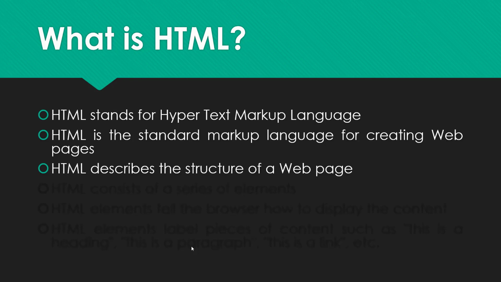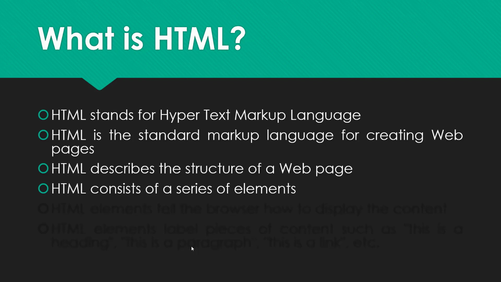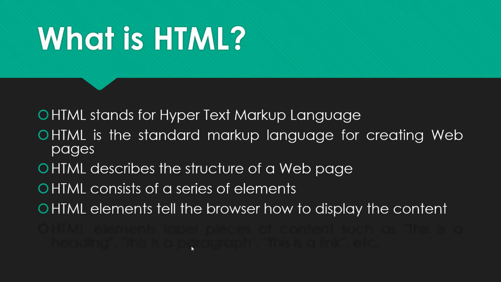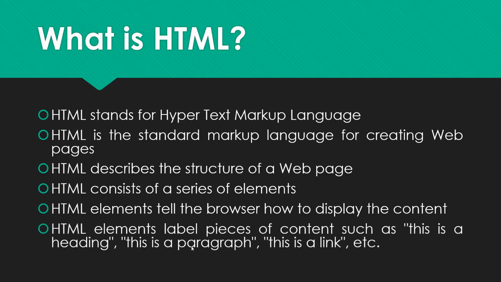In simple terms, HTML is the one that tells the browser how to represent our website. And HTML consists of a series of elements that we're going to cover and look at practically. HTML elements tell the browser how to display a certain piece of content. HTML elements label the pieces of content, such as this is a heading, this is a paragraph, this is a link, this is a table, etc. That is the work of HTML.